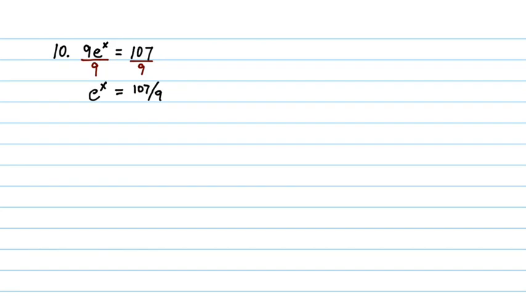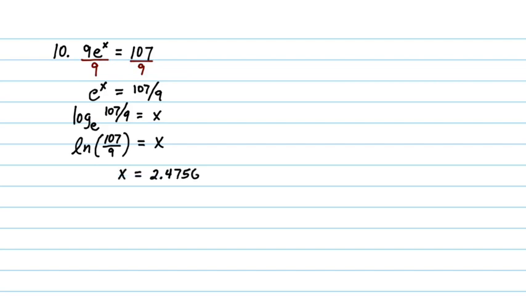Let's change this to log form. You may want to stop the video and try it and then see how you did. So it's log base e of 107 over 9 equals x, which we write as the natural log of 107 over 9. Now, if you were to change that to a decimal, you'd want to carry at least 3 or 4 decimal places. Otherwise, it's going to throw your answer off a little bit. So when you put that into your calculator, you should get 2.4756. And if you plug that in to the original equation, you can verify that that does equal 107.